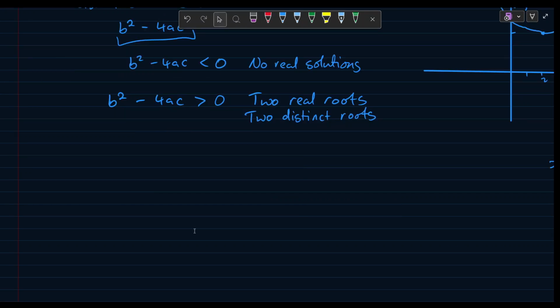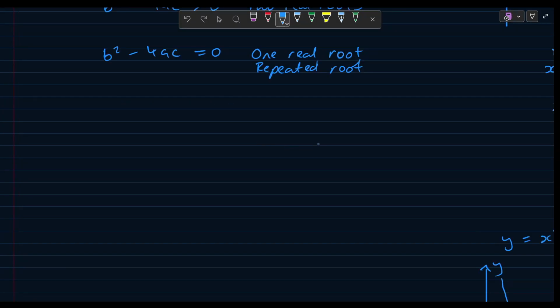Now let's look at a scenario in which our b squared minus 4ac is equal to 0. So here you're going to get one real root. And sometimes you might see this being referred to as a repeated root. That's essentially the same thing. Okay, so let's look at a graphical representation of this. Say we've got y is equal to x squared minus 4x plus 4.